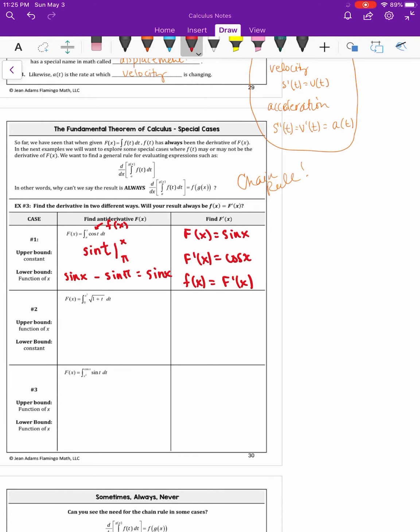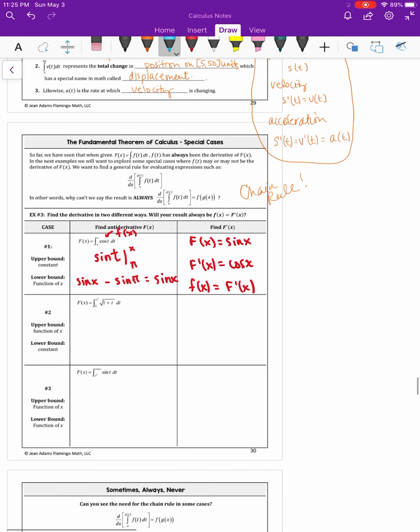And so we just proved that for that one it worked. Number 2, they want us to take the antiderivative. Okay, so this is 1 plus t to the 1/2 power. And I'm going to go ahead and use, this one's so fat. This is the same thing as the integral from 0 to x cubed of 1 plus t to the 1/2 dt.